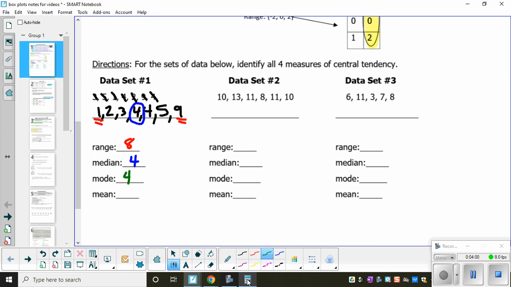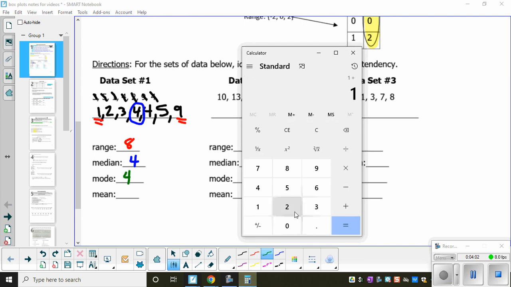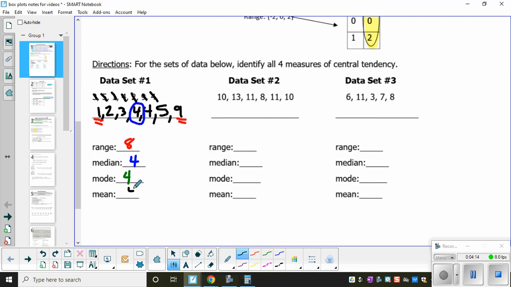We already counted that there were 7 of them. So we've got a 1 plus 2 plus 3 plus 4 plus another 4 plus a 5 plus a 9. And I'm going to divide that now by 7, which of course is 4. So the average here is a 4.